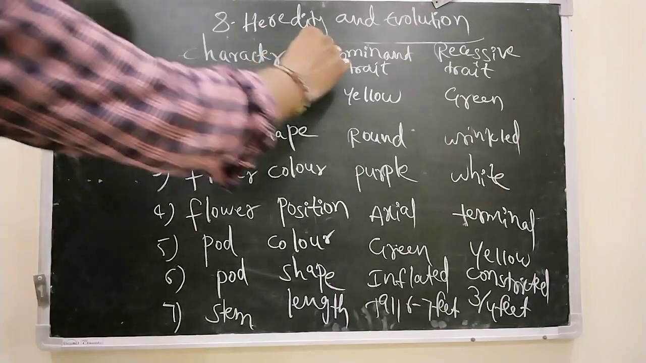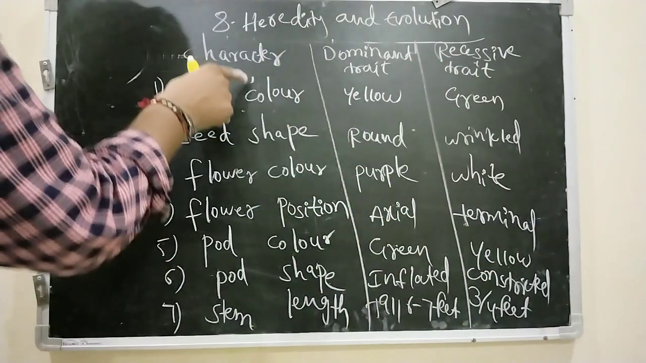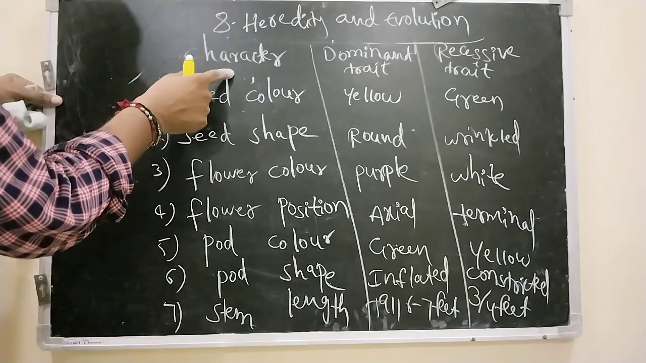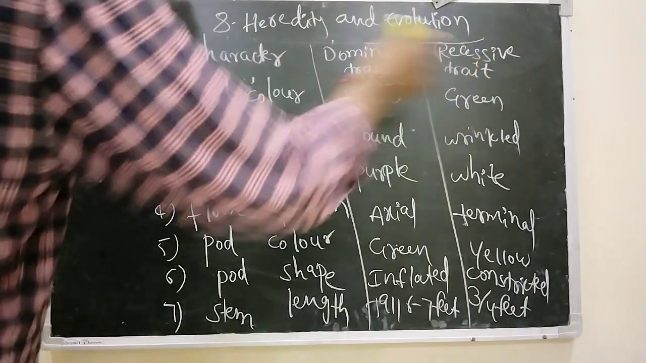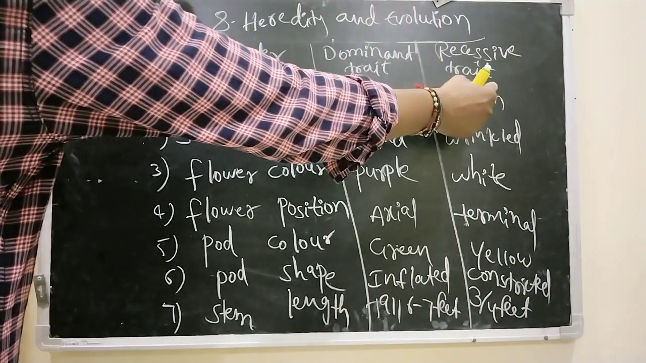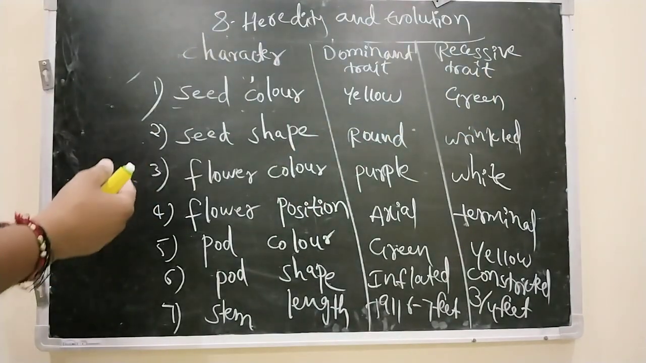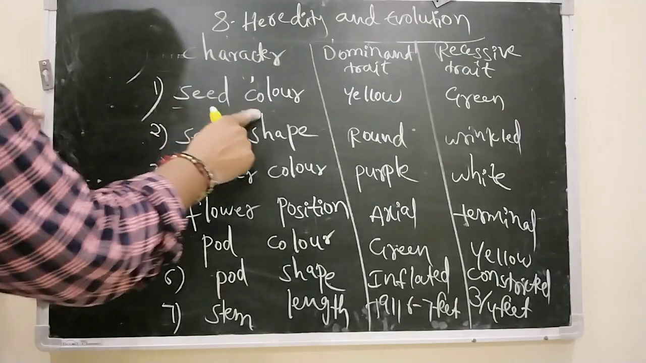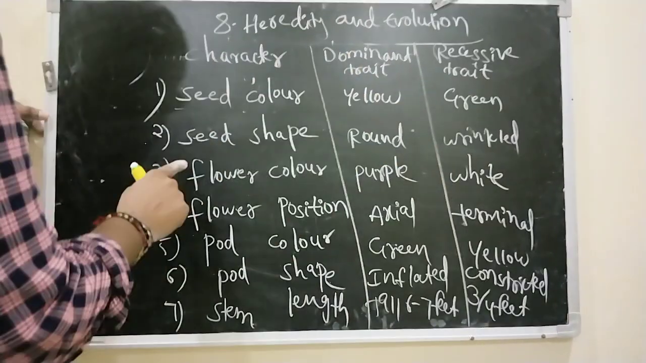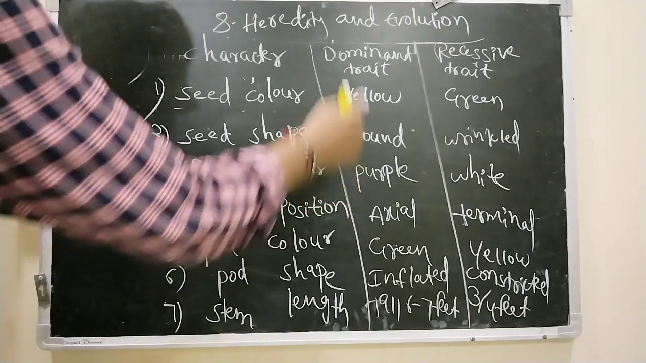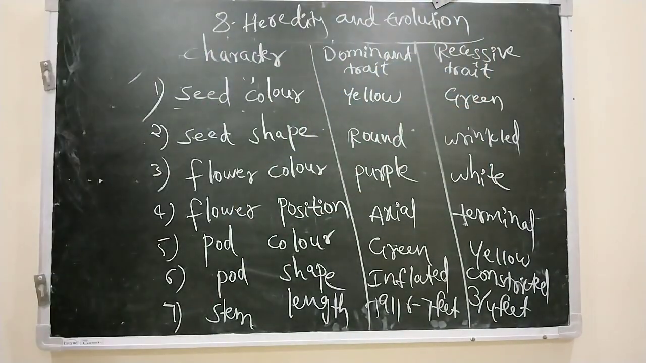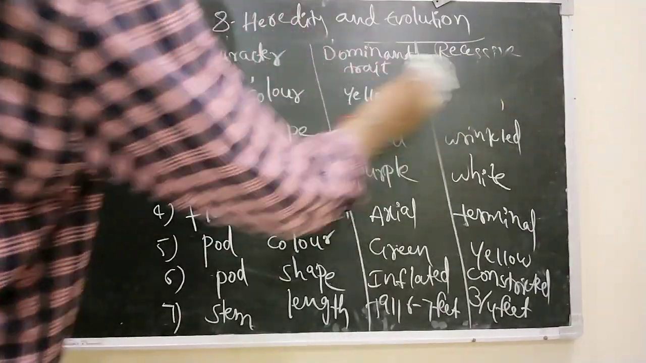Okay, so this is the character. For example, this is the behavior of a person, good, bad. Or a person's height, tall, dwarf, like that. So here he took these characters: seed color yellow, recessive character green; seed shape, round is the dominant trait, wrinkled is the recessive trait. Okay, right, next.